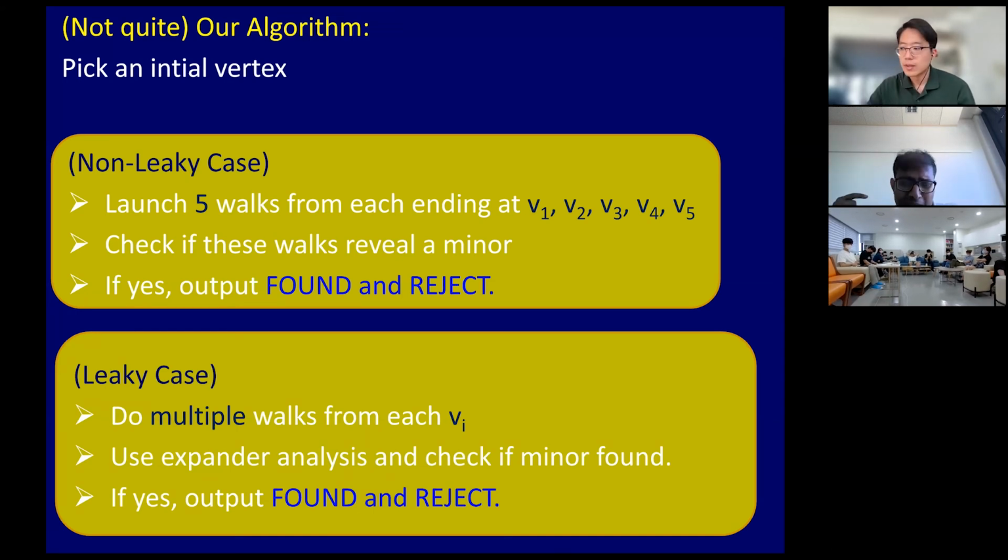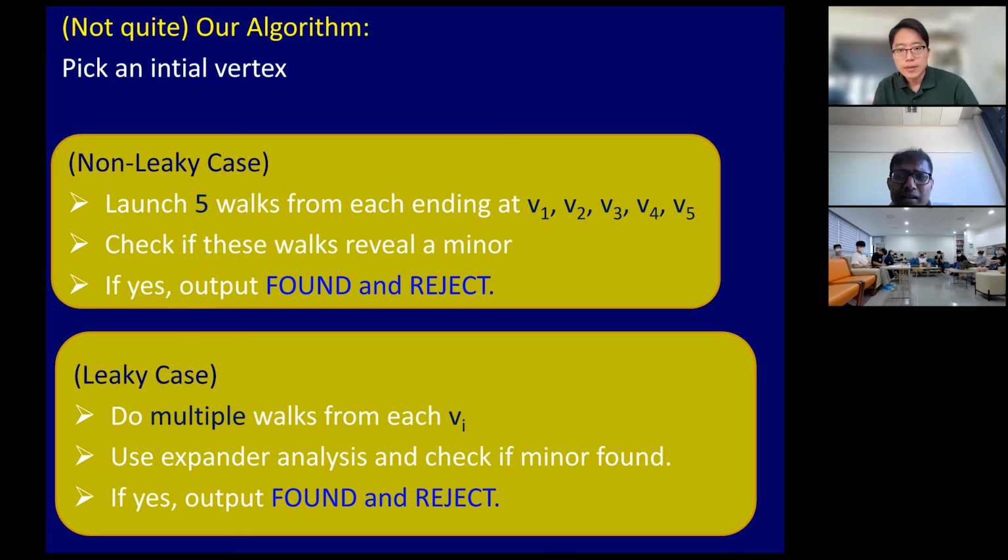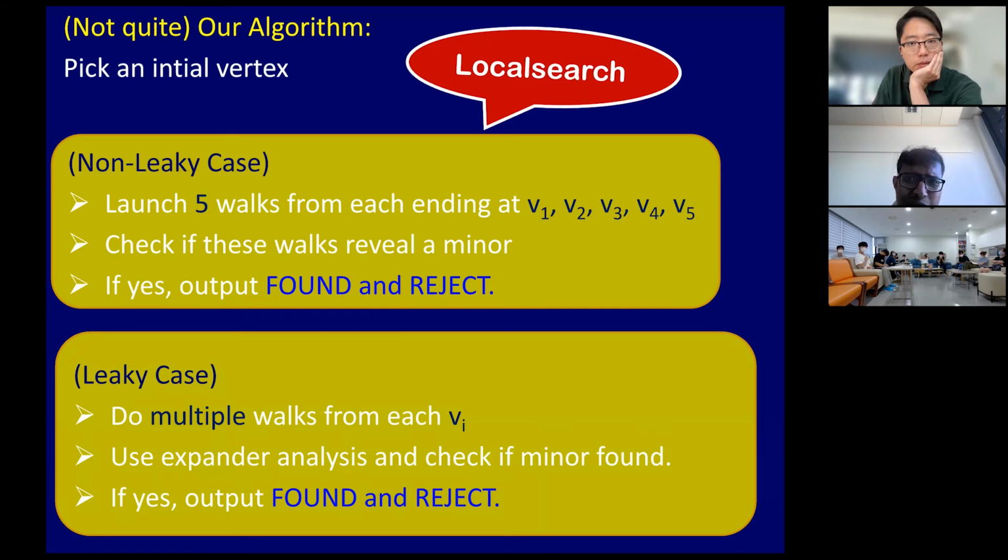You try to perform a whole bunch of random walks and you try to see if these random walks allow you to connect all the terminals. We call the first phase of our algorithm the local search phase.